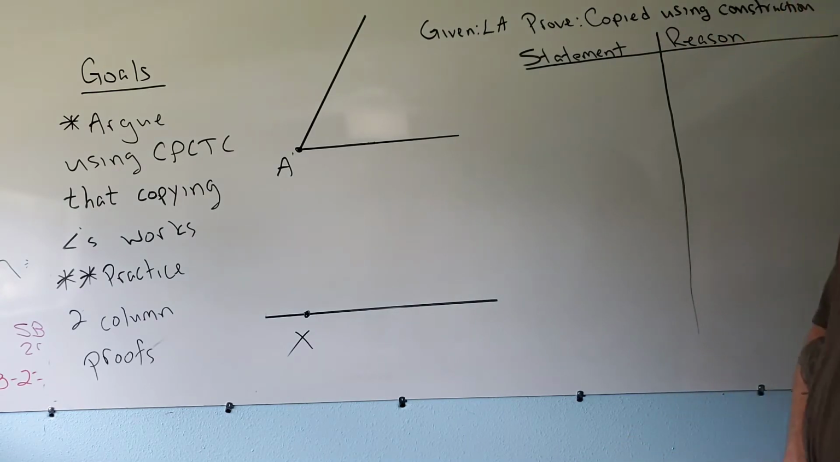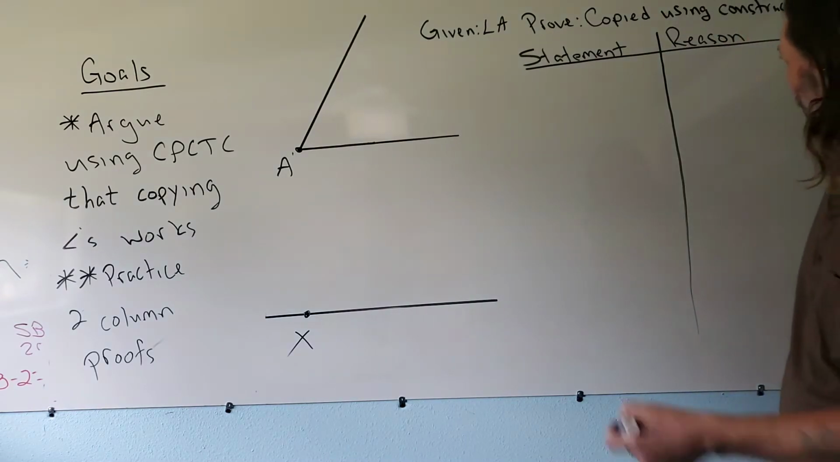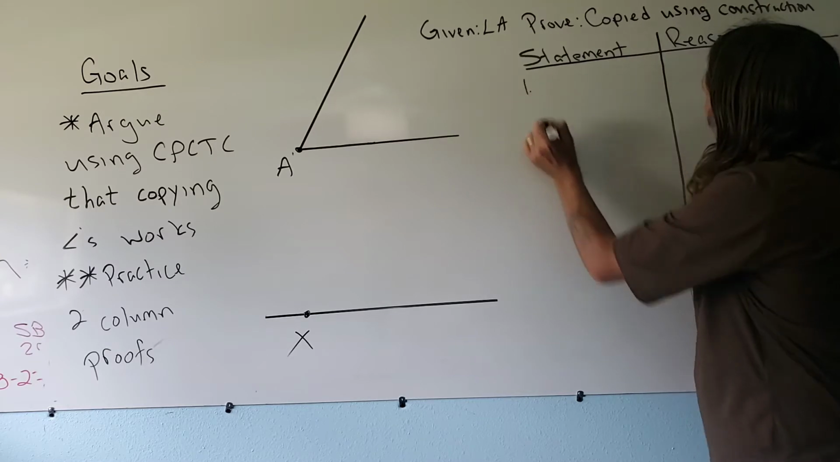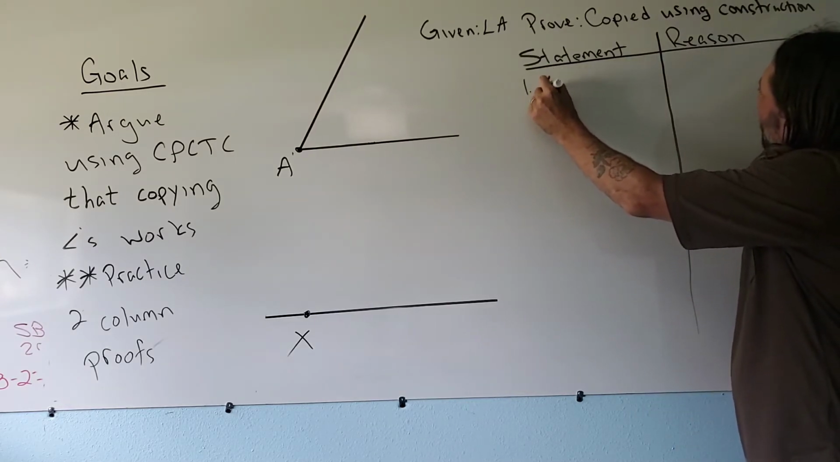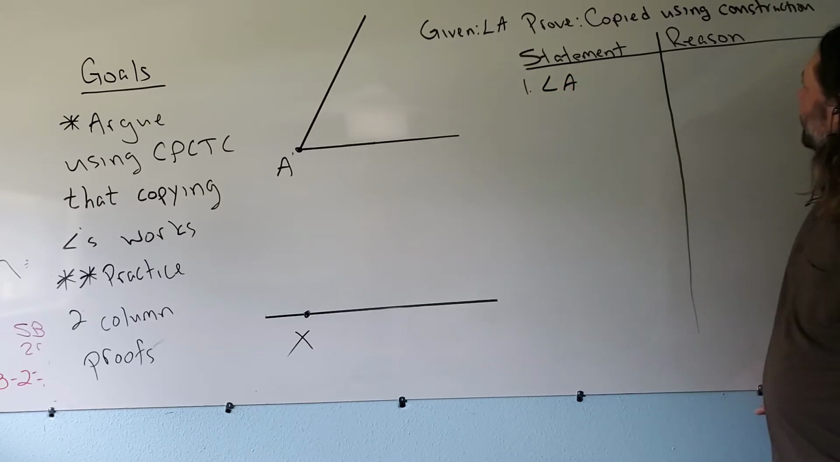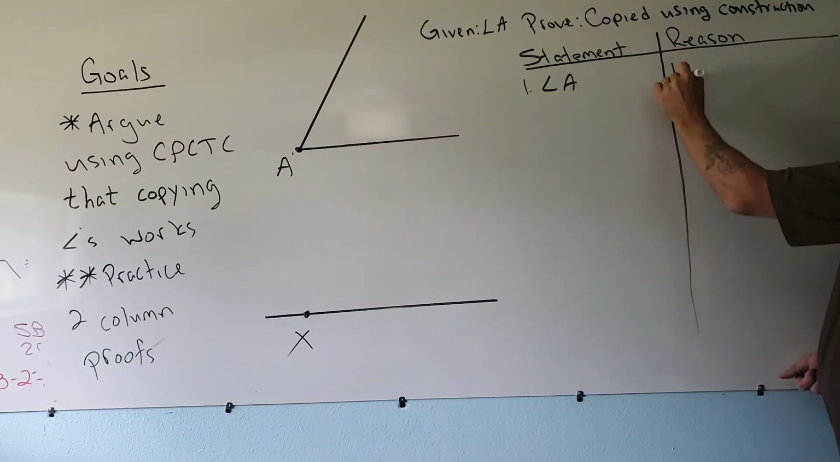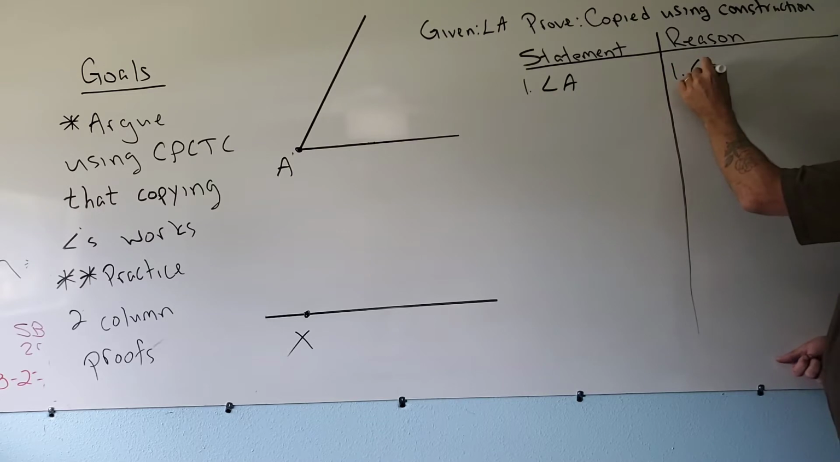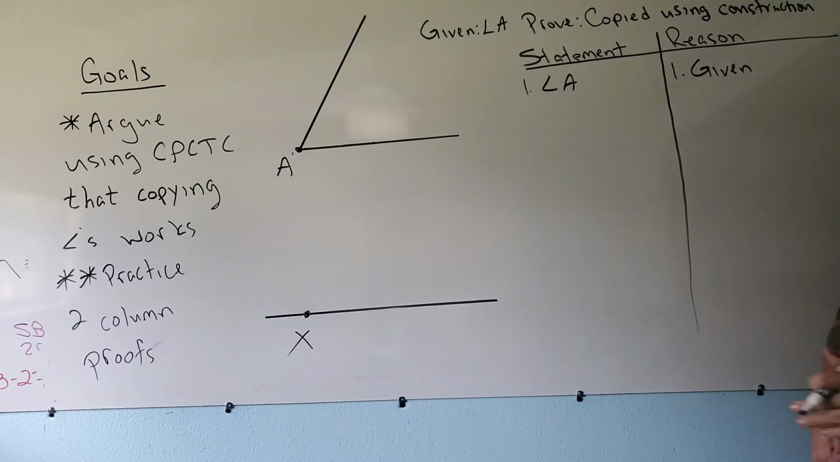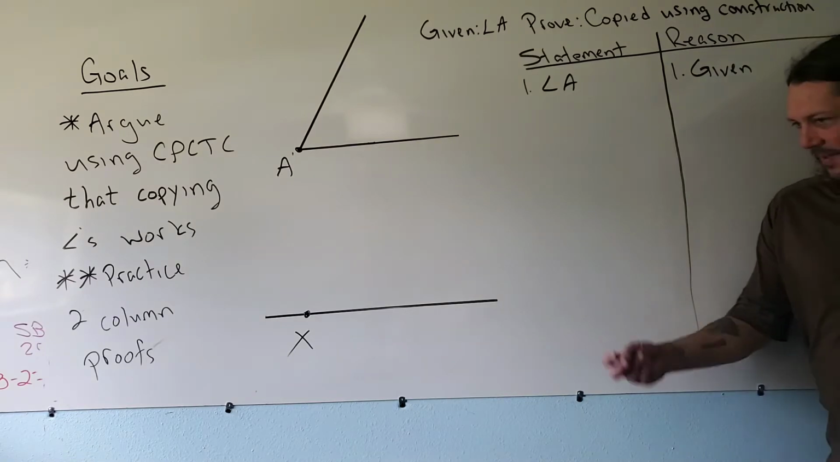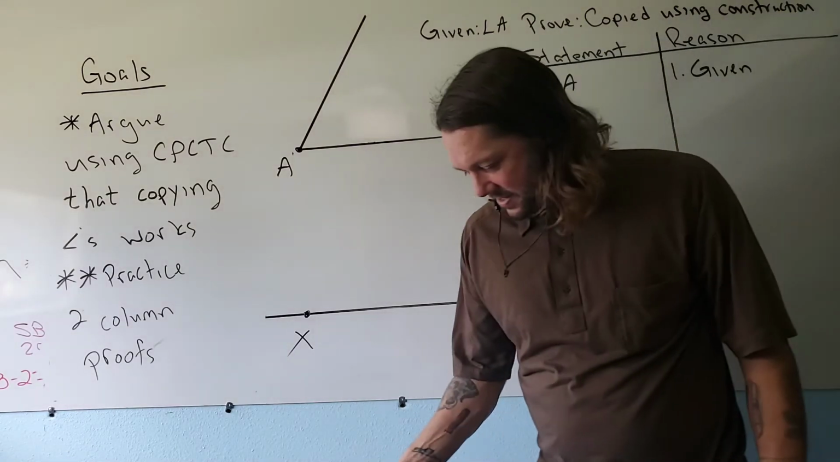Alright, so my first statement, remember, if we're going to make an argument, we always have to start off with what was given to us. And we're starting off with angle A. And the reason why I can say that I have that is, it's our starting point. It was given. Alright, nobody should ever miss the first statement and reason on the proof. Those are freebies, to say the least.